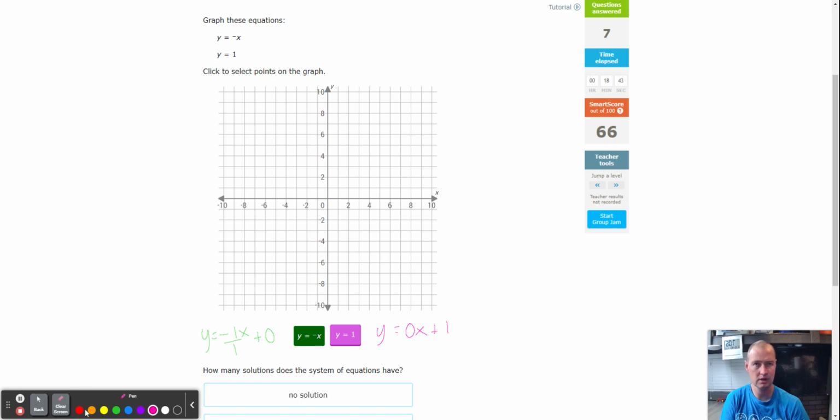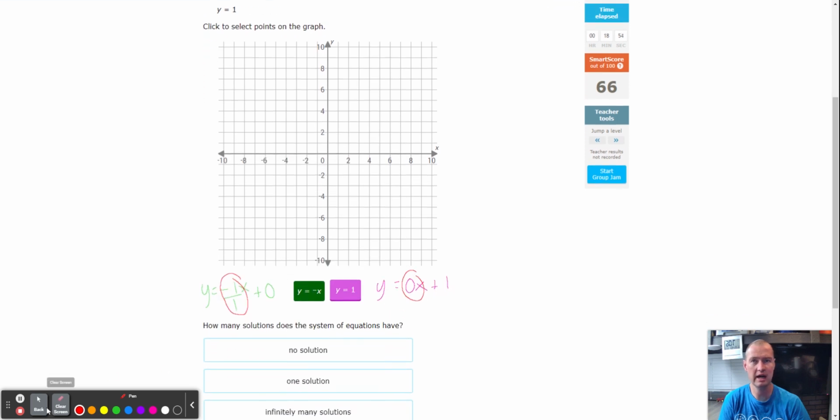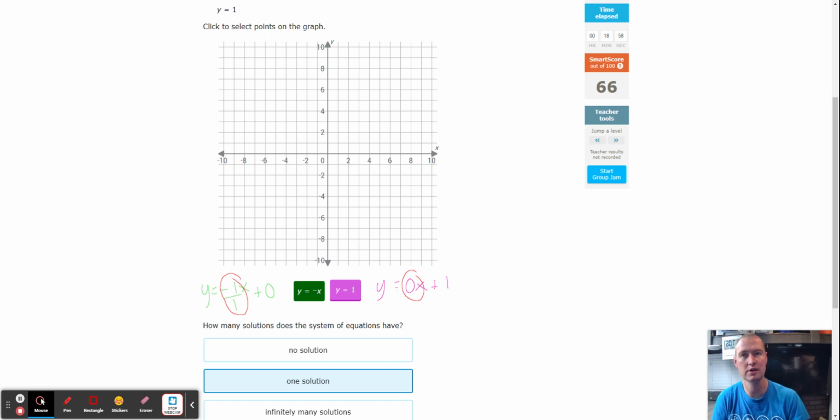Now, what's the solutions before we even graph it? Based upon having negative 1 over 1 and 0x, because they are different, this particular answer has to be one solution. Different slopes, automatically one solution.